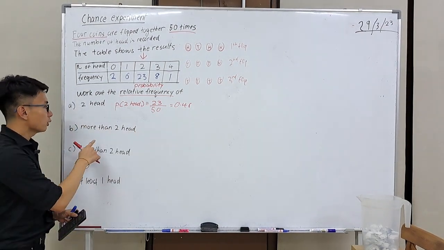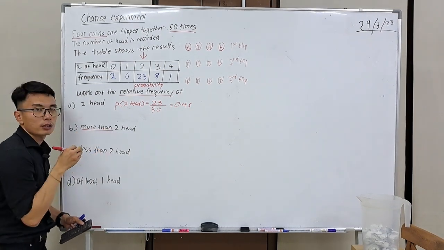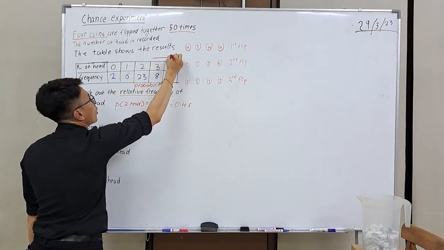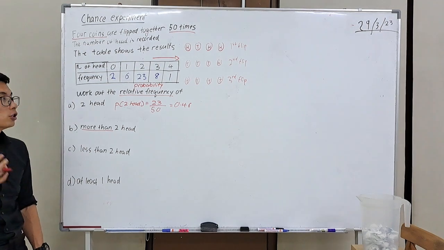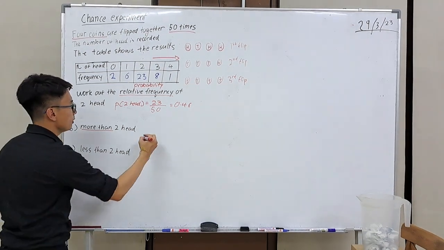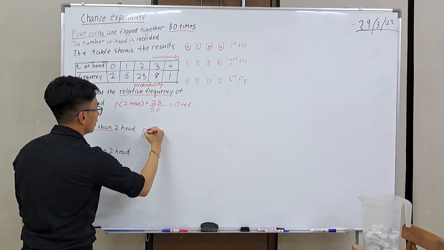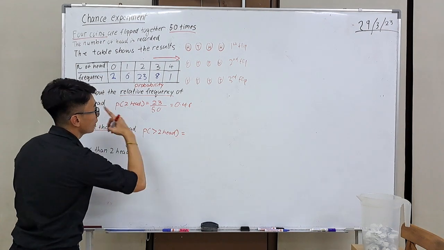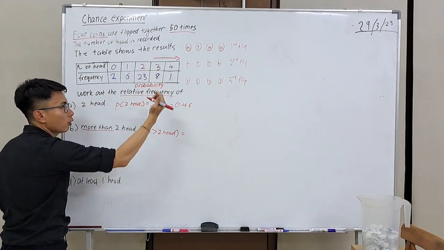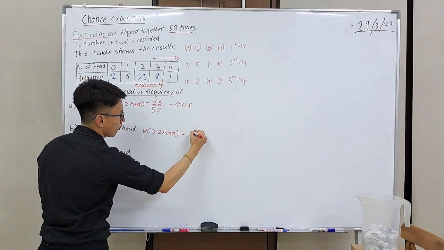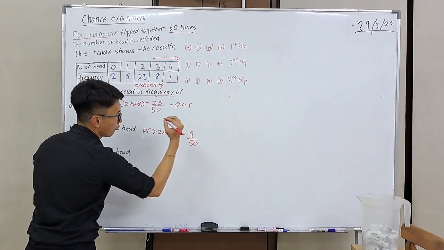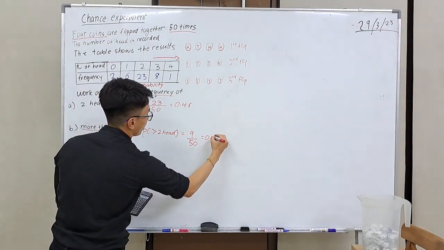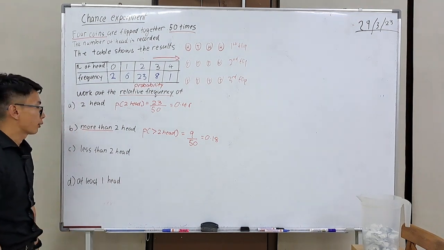Now the next one over here, more than 2 heads. What does more than 2 heads mean? It's going to be here onwards, meaning 3 onwards. So my relative frequency of getting more than 2 heads, here onwards, I get 3 and 4, which is 8 plus 1, a total of 9 times out of 50 tries. So 9 divided by 50 is 0.18. That's my relative frequency.